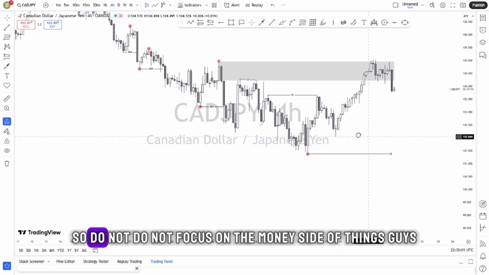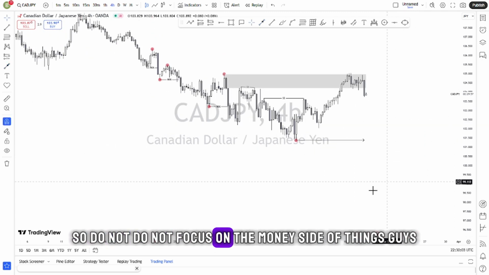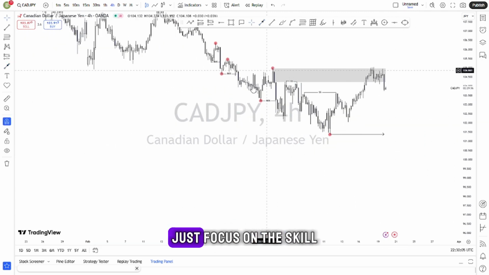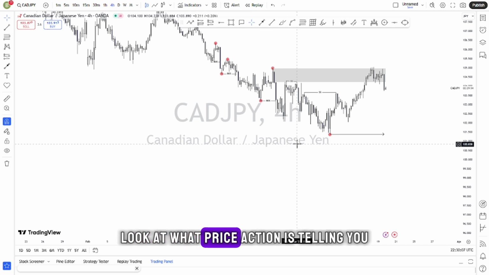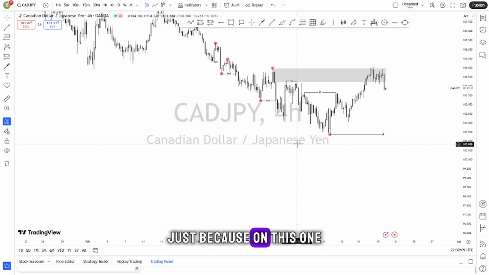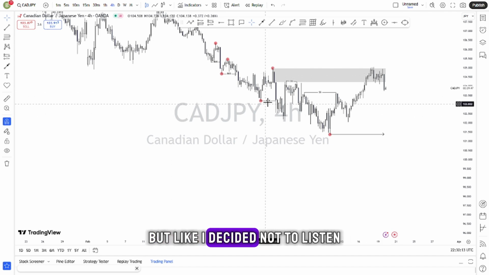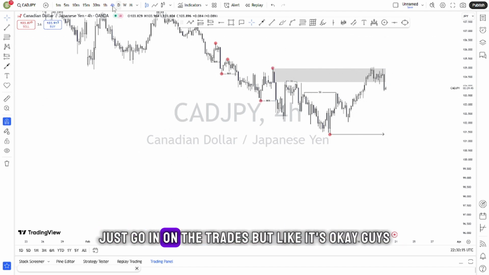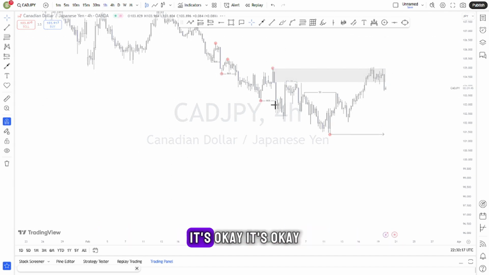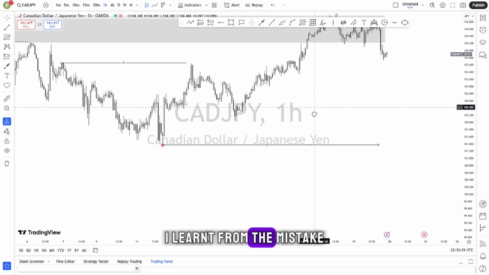So do not focus on the money side of things, guys. Just focus on the skill. Look at what price action is telling you. On this one, price action was telling me something different, but I decided not to listen, just went in on the trades. But it's okay, guys, it's okay. I learned from the mistake.